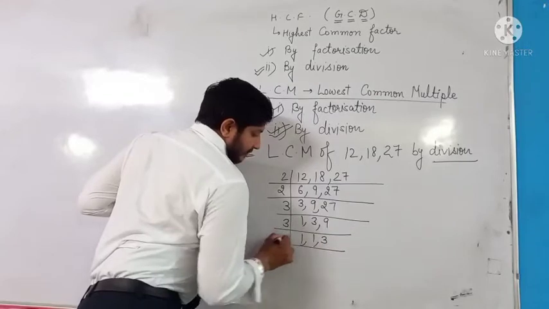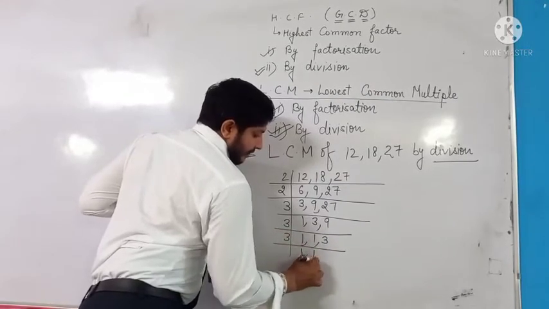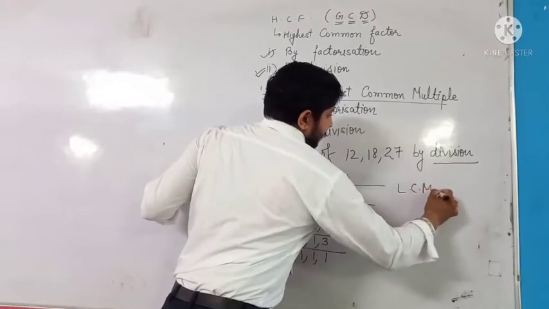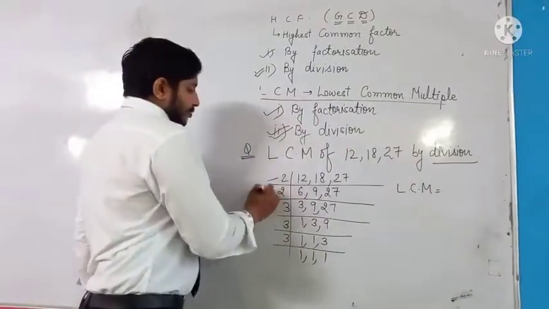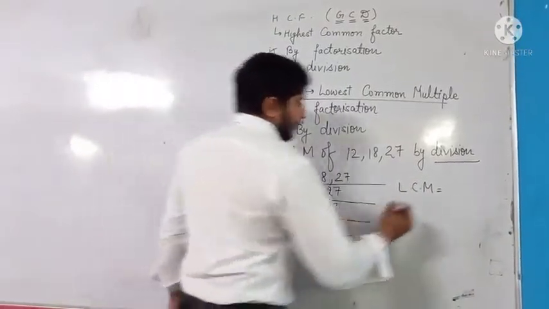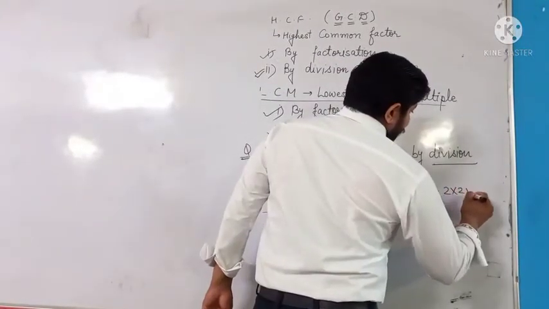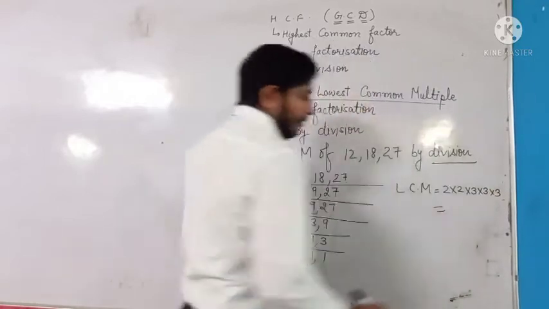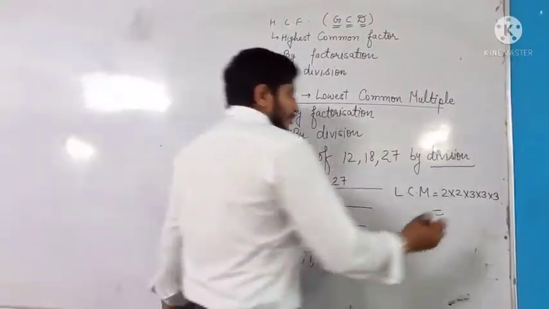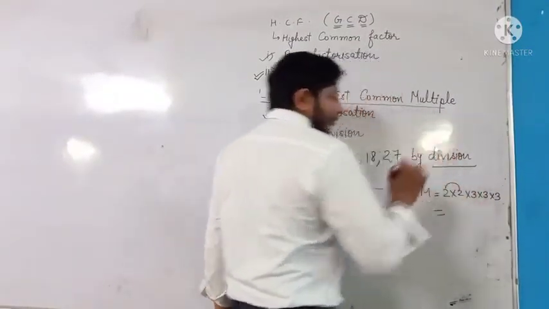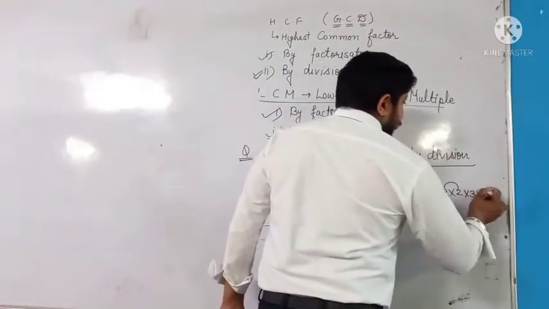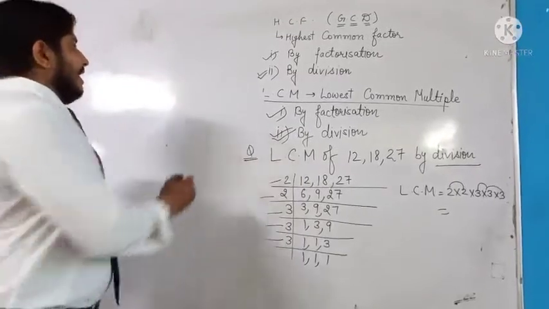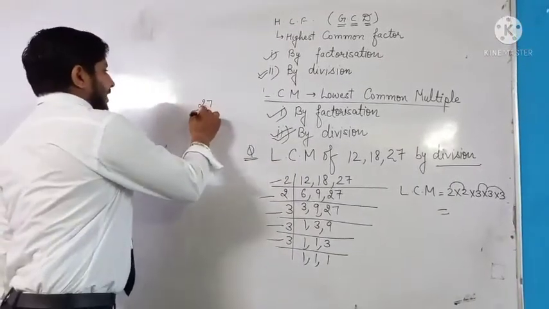1, 3. Then again by 3: 1, 1, 1. So what is your LCM? LCM is 2 into 2 into 3 into 3 into 3. Okay? 2 to the 4. 3 3s are 9. 9 3s are 27. And 27 4s are 108.